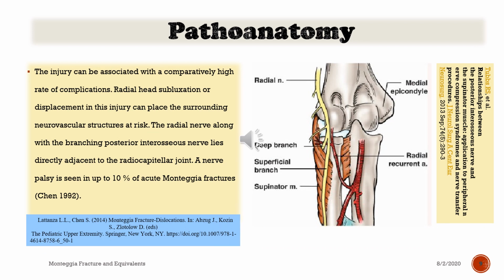The injury can be associated with a comparatively high rate of complications. Radial head subluxation or displacement in this injury can place the surrounding neurovascular structures at risk. The radial nerve along with the branching posterior interosseous nerve lies directly adjacent to the radiocapitellar joint. A nerve palsy is seen in up to 10% of acute Monteggia fractures, Chen 1992.